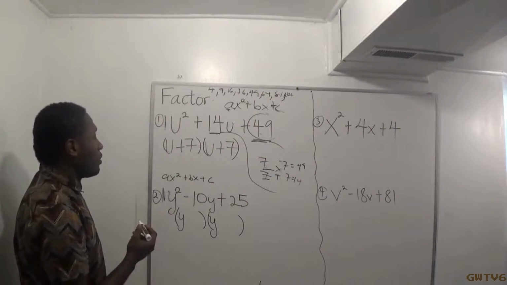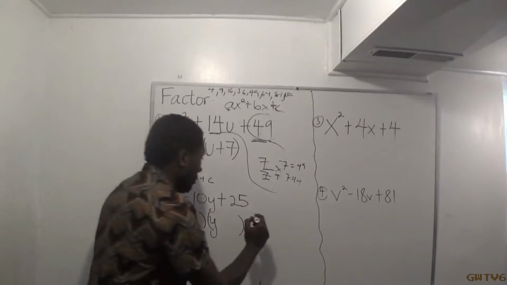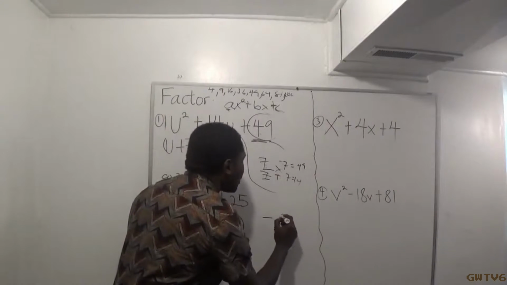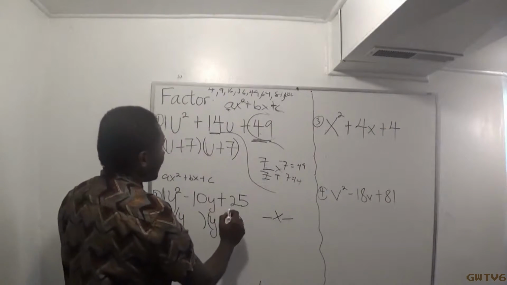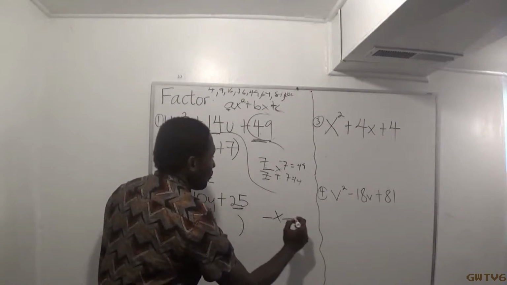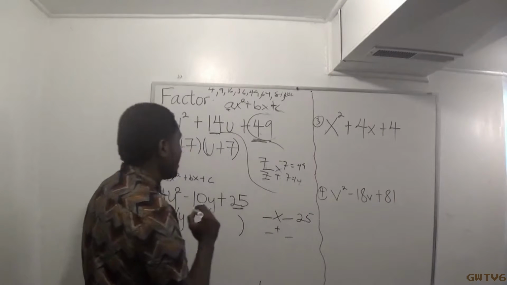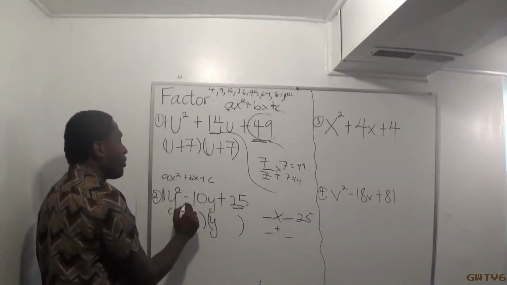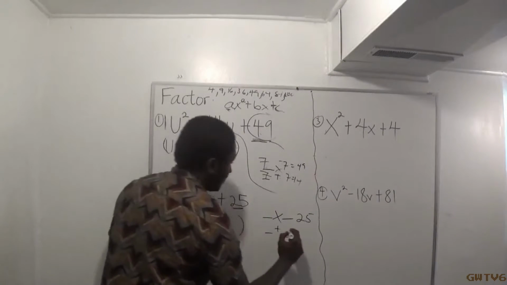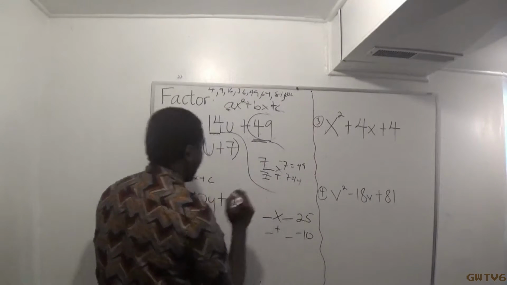Now, I'm going to look for two numbers that when I multiply, I should get the number at the end, which is 25 in this case. And when I add those same two numbers, I should get the middle number, which is negative 10 in this case.